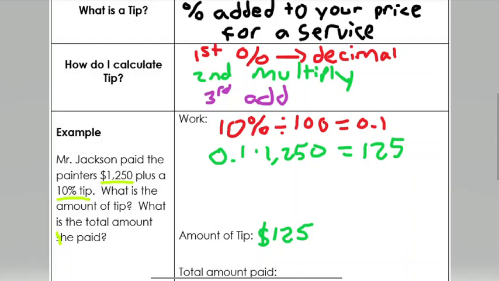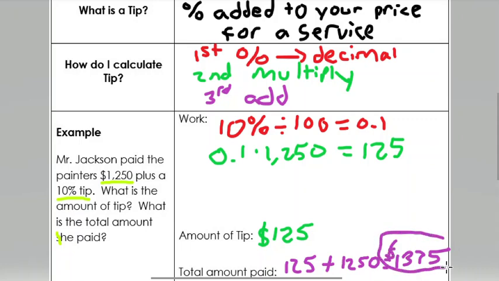All right, and then my last step is my total amount. So I have to take my $125 that I found as my tip and add it to my original amount of $1,250. And when I add those together, 125 plus 1,250, that gives me $1,375. That's how much he spent in total, including the tip. So that was his total bill, $1,375. All right, that's tip. Try the next problem on your own.